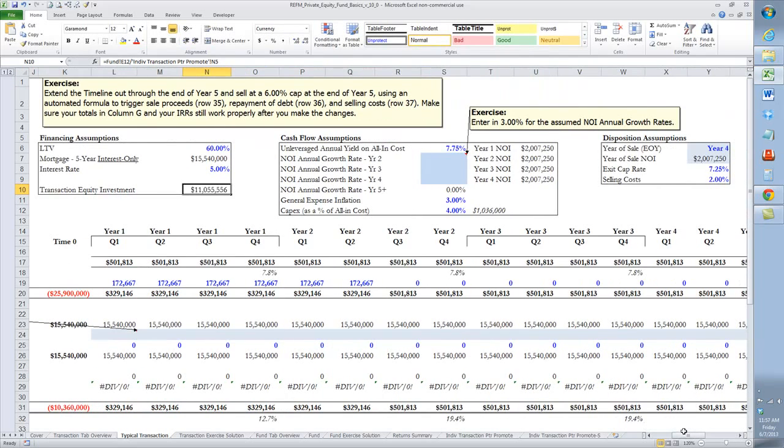Moving over to the right, we have our cash flow assumptions. First, our unleveraged annual yield on all-in cost, which we have input at 7.75%. What this means is that before any debt service obligations, we are forecasting that this prototypical investment will be generating a 7.75% annual return on the purchase price plus acquisition costs.